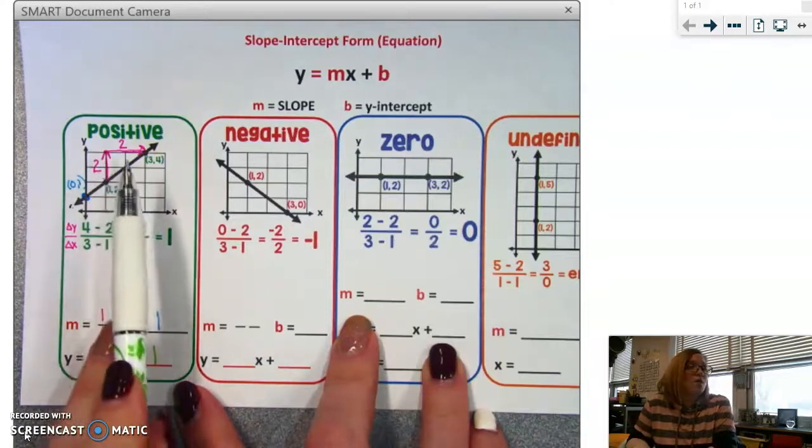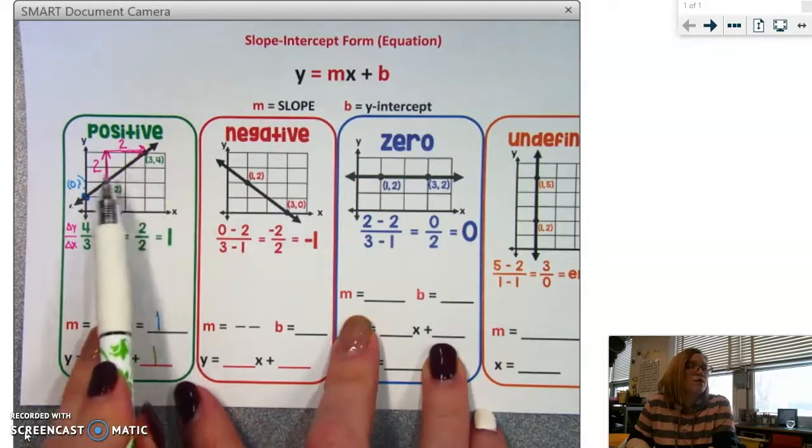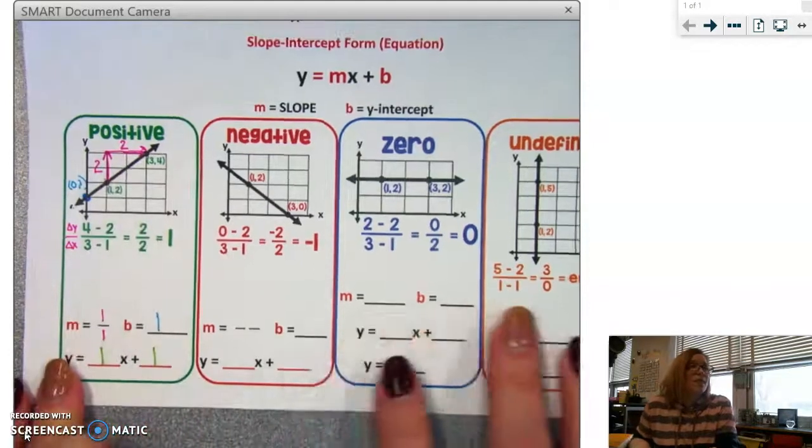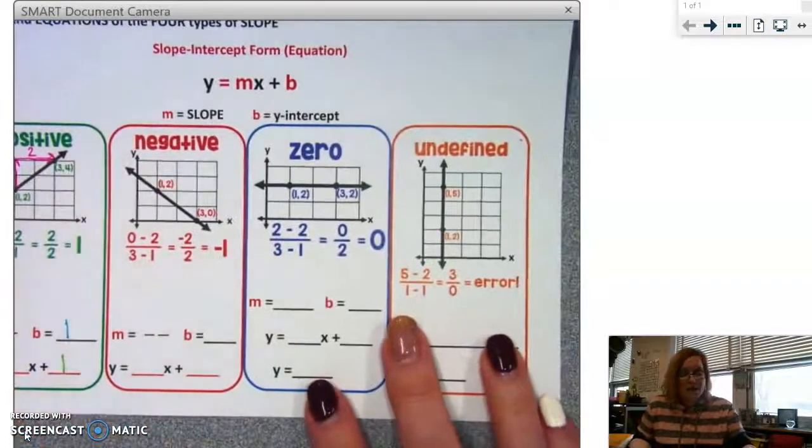Because we go up 1 over 1, up 1 over 1, you can kind of see we could have done that and where our y-intercept starts. And you'll notice the slope is positive slope. Okay, in the next one, negative.